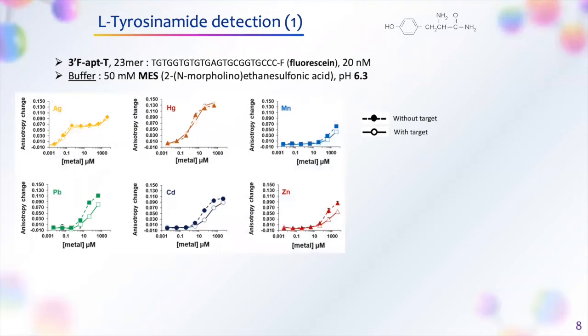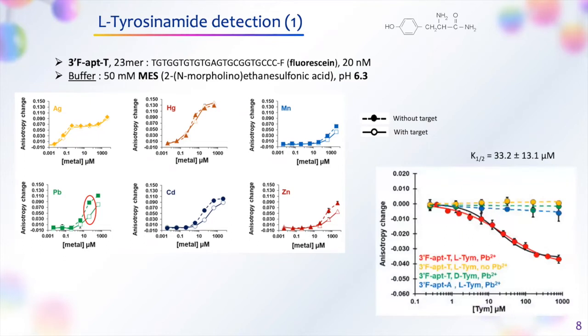So we performed metal ion titration experiments in the presence and absence of target by varying the metal ion concentration. For each metal tested, we compared the two obtained curves in order to eventually observe a signal difference between them. So we selected 40 micromolar of lead for the next experiments because it was this element that induced the most important shift of the curve.